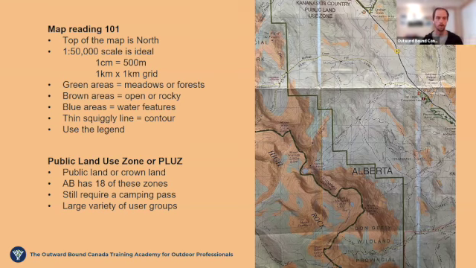And so one of the reasons that we've selected this area is that it's got a large chunk of public land, or PLUZ, as some people will call them. So public land or crown land is for the people to use. If you're camping out there, you may still require a camping pass. So all of the public land use zones along the eastern side of the Canadian Rockies, you do require a camping pass for.